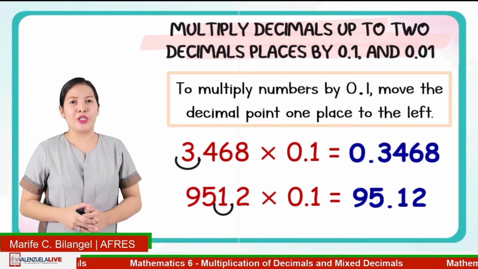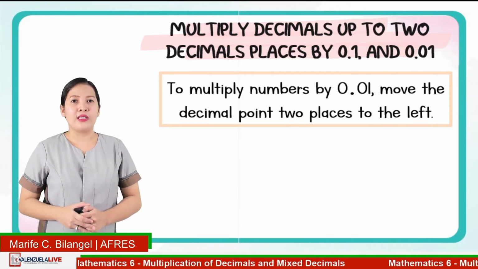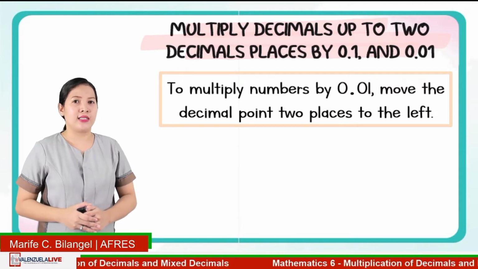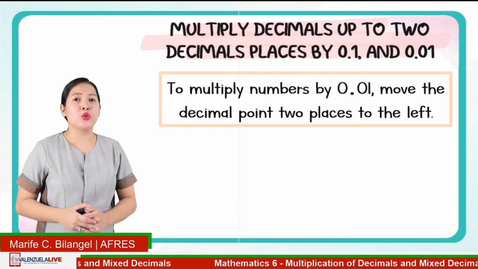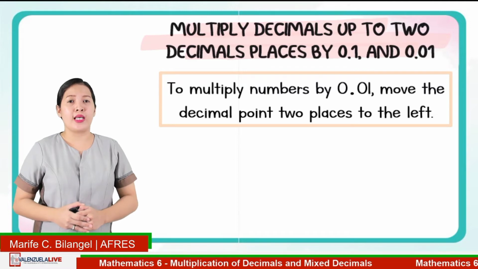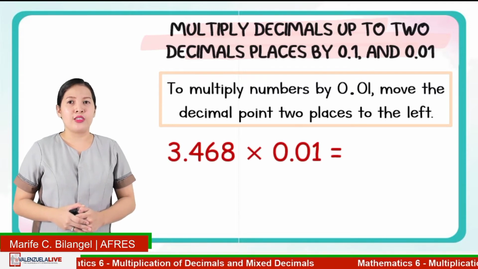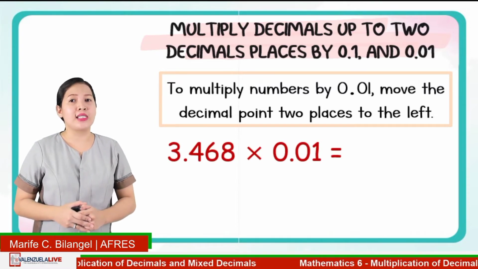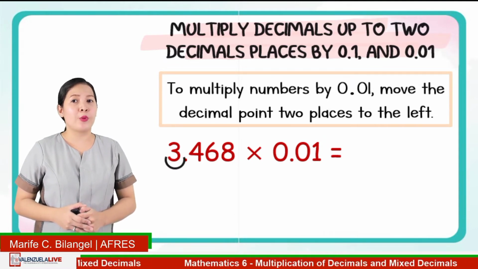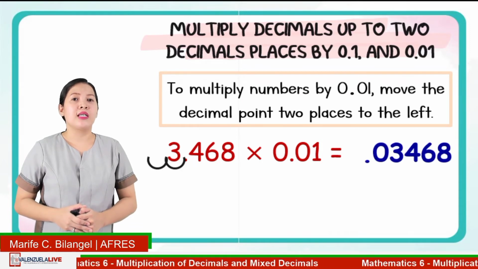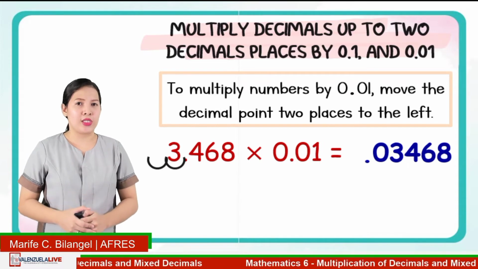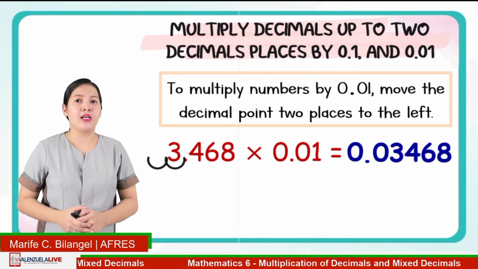Great job, learners. Now, let us multiply numbers by 100. Since 100 has two zeros, we just have to move the decimal point two places to the right. So let's try 3 and 468 thousandths multiplied by 100. So the product is 346 and 8 tenths. Then use 0 as a placeholder.